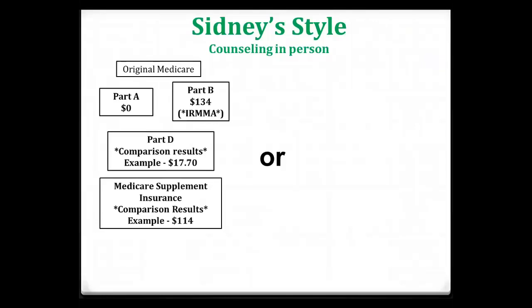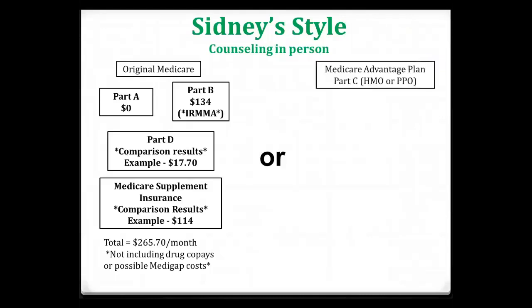Again, the supplemental plan covers the 20% Medicare doesn't pay. So just in my chart, I give them a total of $265.70 a month, but that does not include the copays for your medicine and any possible costs you have depending on what Medigap coverage you choose. So this chart, I really just fill in the premiums so they can understand the financial portion of their Medicare decision. And then I say, do you understand that? They do. I do the same thing for a Medicare Advantage plan.